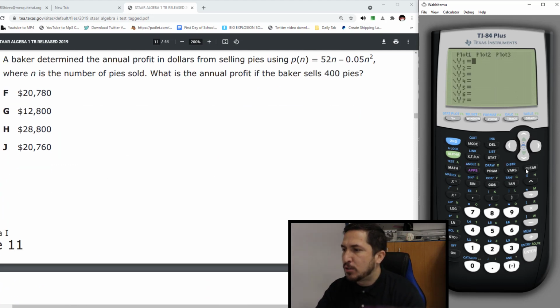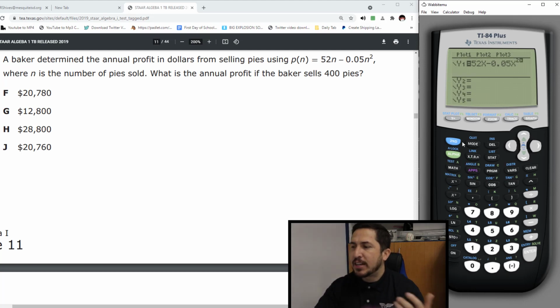All right, this guy right here, whenever you've got equations, anytime you see a P of N, P of X, whatever, you guys have to hit y equals. Then you just put everything in terms of X. You can't put any other letter in here besides X, because this guy only knows X, and it helps you when you're doing stuff like this. It makes it easier. So boom, there he is, there's the equation.